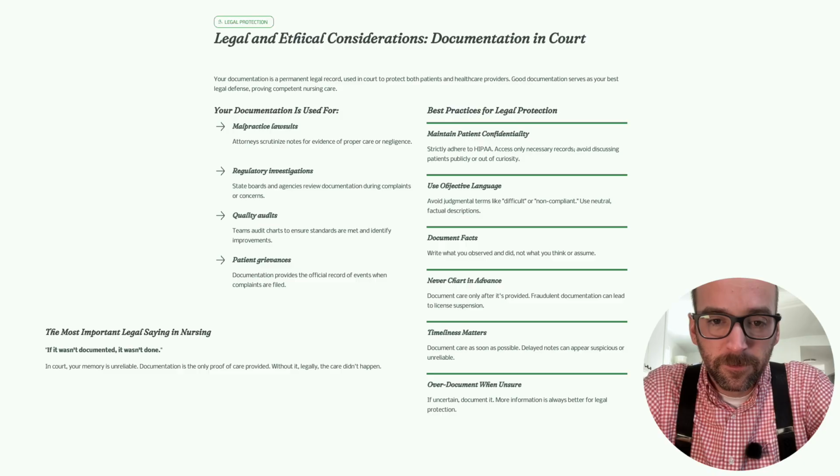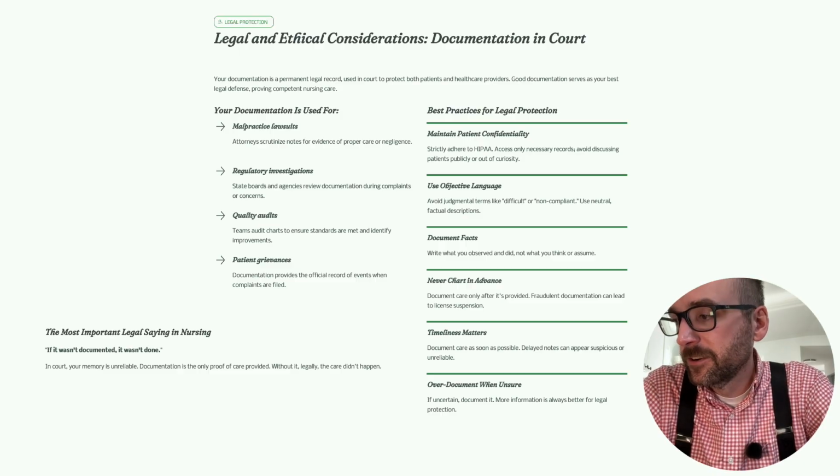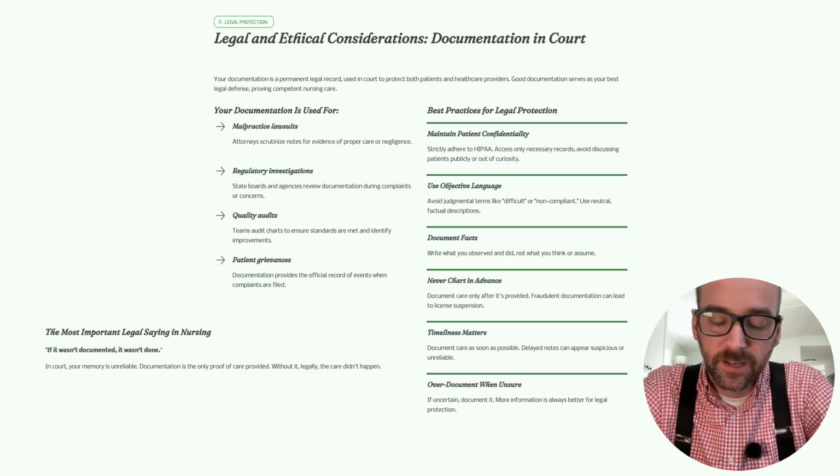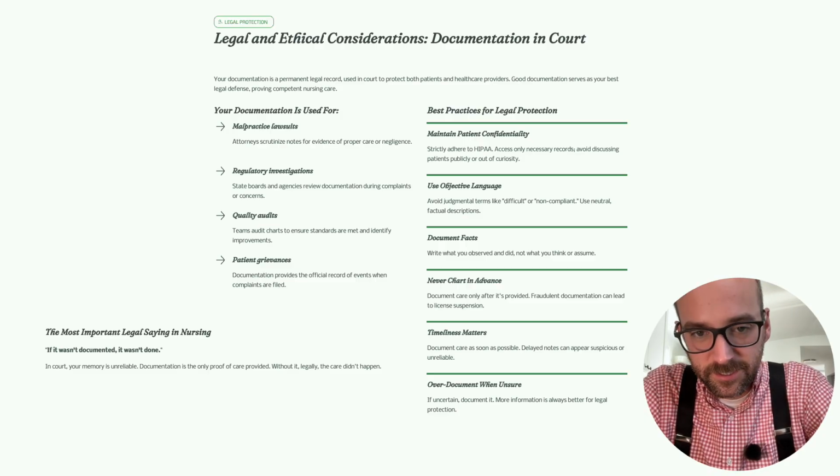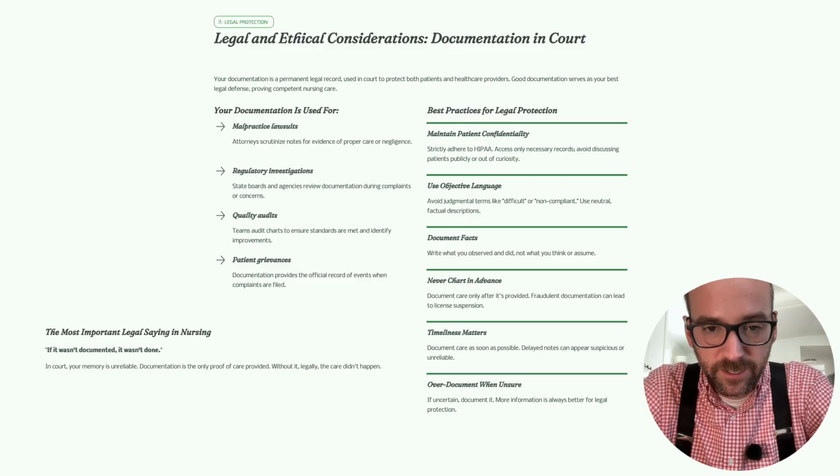So use objective information. Don't chart your feelings. Don't chart about yourself. You're not saying nurse went to take lunch. You are saying patient observed in bed, safe, bed locked and lowered, patient ate 50% of meal. It's not about the nurse. It's about the patient. You're documenting what you actually did for the patient.